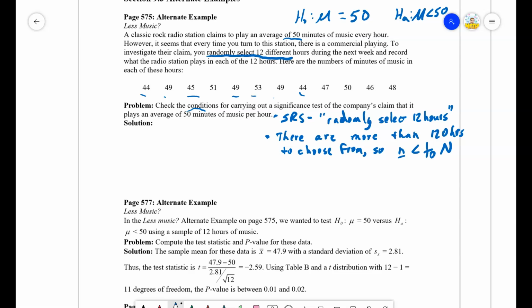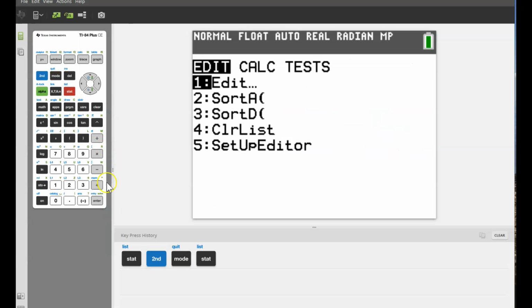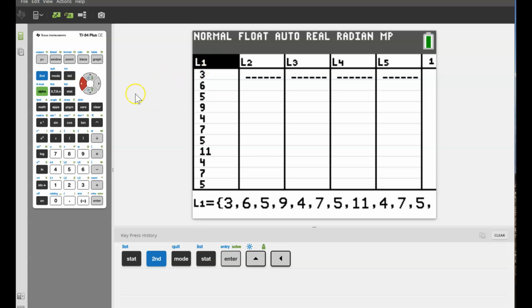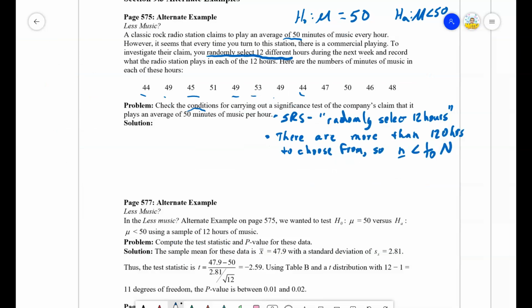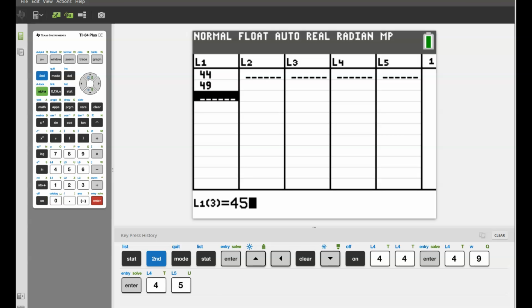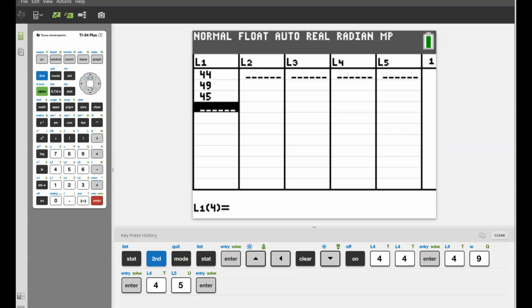So I have to go to my calculator. And on the calculator, we go to Stat, and we select Edit. So the very first thing we're going to have to do is take those listed numbers and put them in the calculator. So I want to go over so L1 is highlighted like that, and just press Clear. Now I'm going to enter the 12 numbers that I have on my worksheet. 44, 49, 45, 51, 49, 53.